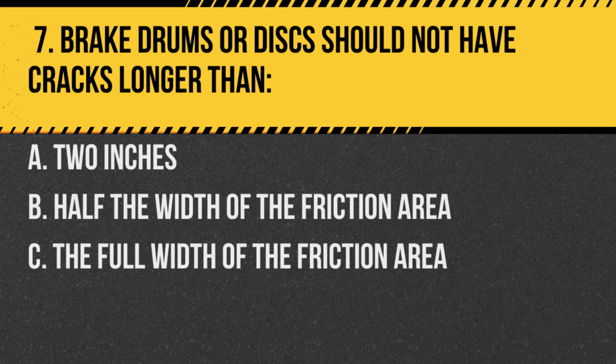Question 7. Brake drums or discs should not have cracks longer than A. 2 inches. B. Half the width of the friction area. C. The full width of the friction area. Answer: B. Half the width of the friction area. Such cracks can compromise safety.